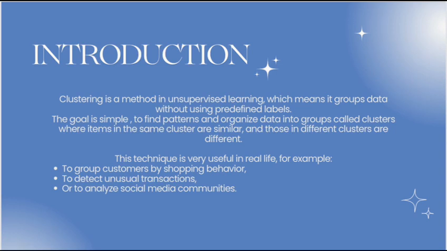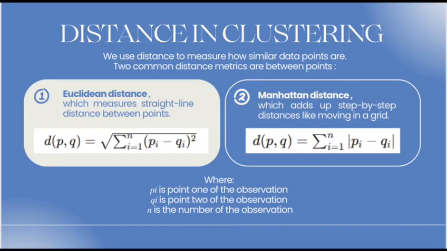This technique is very useful in real life, for example, to group customers by shopping behaviors, to detect unusual transactions, or to analyze social media communities. We use distance to measure how similar data points are. Two common distance metrics are used between the points. The first one is Euclidean distance, which measures straight line distance between points. And the second one is Manhattan distance, which adds up step-by-step distance like moving in a grid.